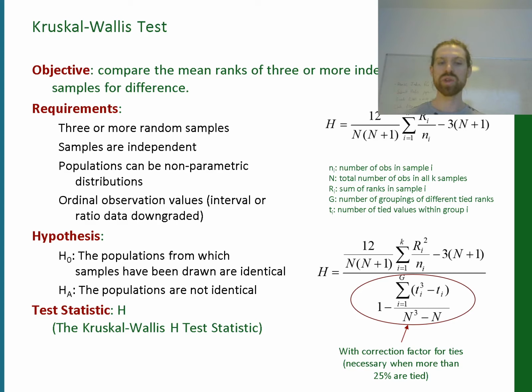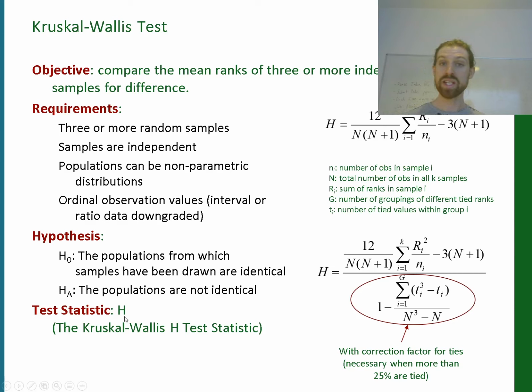And we could use interval or ratio data maybe if we tried to use ANOVA, but we didn't meet that parametric assumption of having a normally distributed set of data, then we could downgrade it so that we had ordinal data. Okay, so we just had an understanding of the ranking of those values. It's actually very similar in terms of the hypotheses. So the null hypothesis is where basically the samples all come from the same population, they're identical. Whereas the alternative hypothesis essentially is where the populations are not identical. Okay, so we expect the samples to have been drawn from different populations.